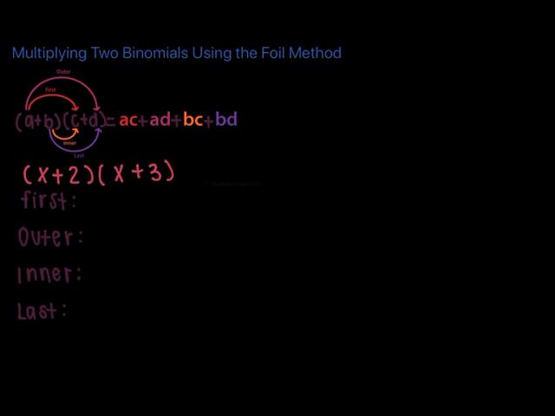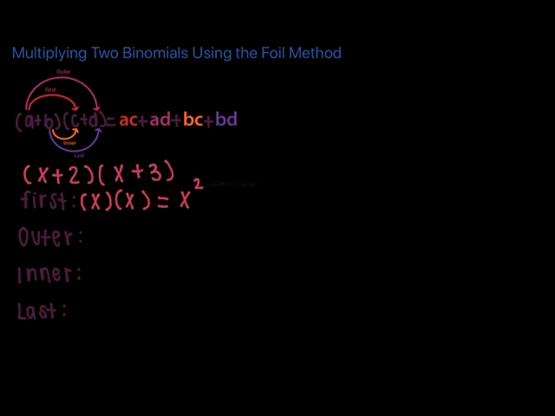So, let's take an example. Say (x + 2)(x + 3). The FOIL method is called FOIL because we use the order first, outside, inner, and last. First, we're going to multiply our a times c. In our case, it's x times x, and that would simply equal x squared.